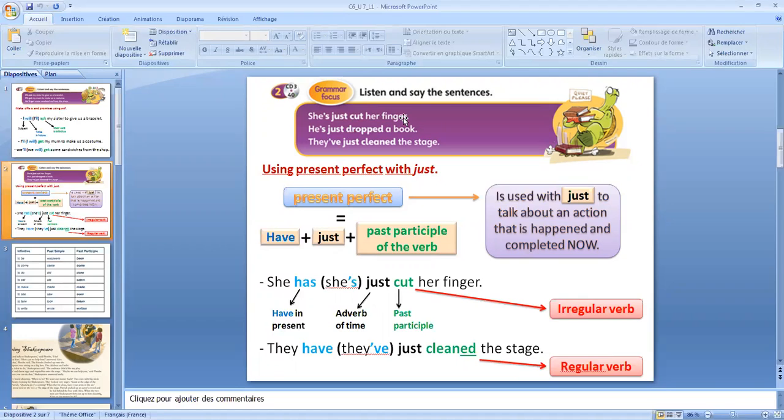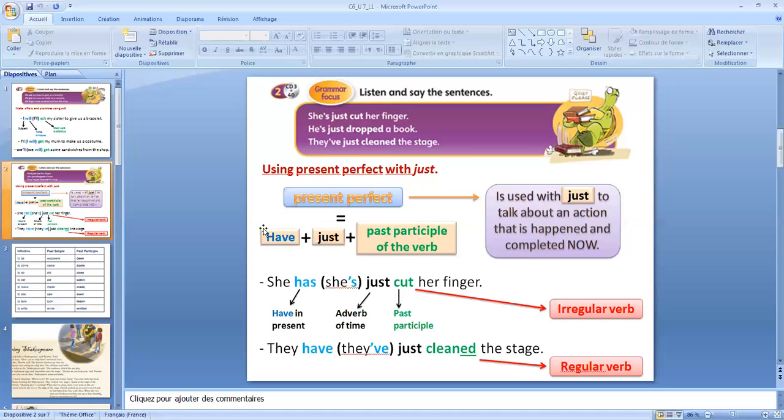She's just cut her finger. Look, here we have she's just cut her finger. She's just dropped a book. And they've just cleaned the stage. Look, here we have all these verbs in past participle. And we have just, and also we have apostrophe s, apostrophe s, apostrophe ve. It means the verb have. The verb have in present plus just plus past participle of the verb. So that is the present perfect.